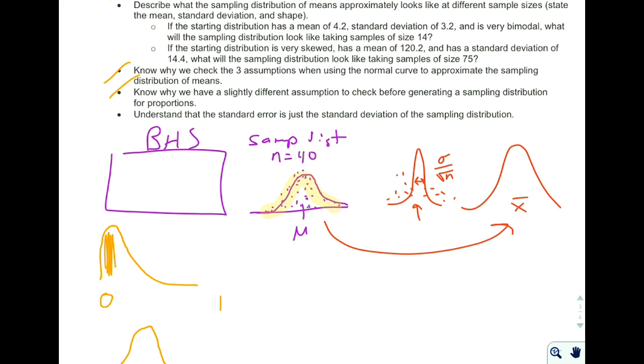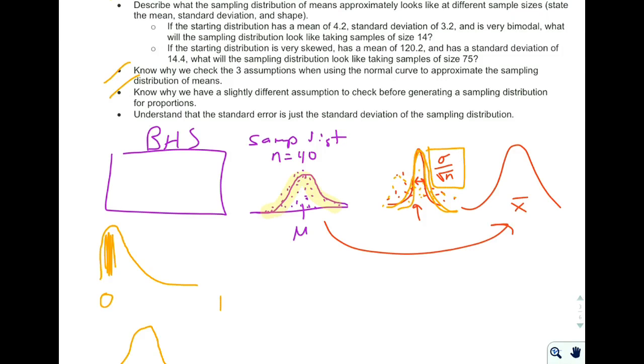Last one on here says, understand that the standard error is just the standard deviation of the sampling distribution. When we talk about standard error, it shows up in the confidence interval formula, it shows up in the hypothesis test z-score formula. What we're talking about is if you take your original population and you take random samples and plot the averages, we say that this new curve gets a reduced standard deviation. It goes down. We call that standard deviation of that curve the standard error.